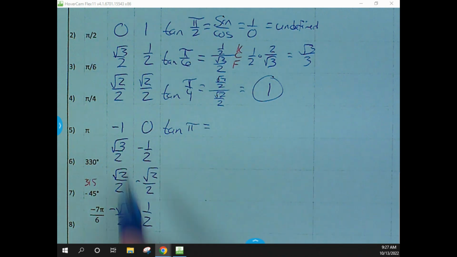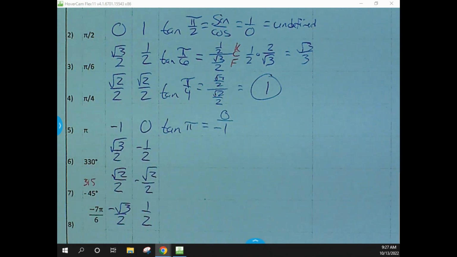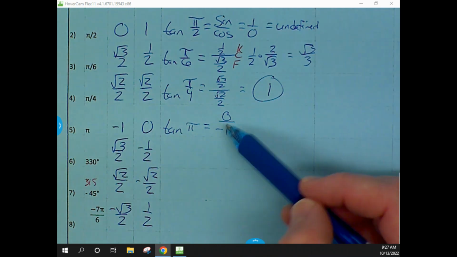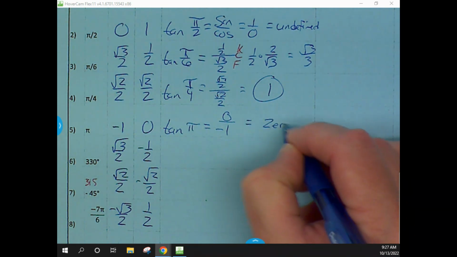All right, if we do tangent of pi, it's 0 over -1. We know 1 over 0 is undefined from what we said back here. With 0 on top, the answer will just be 0.